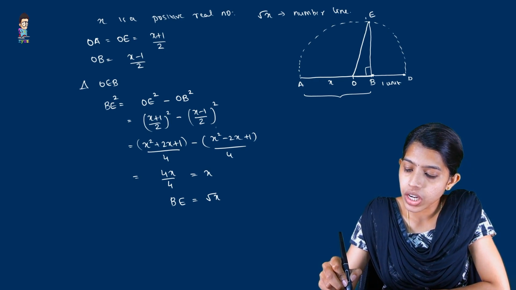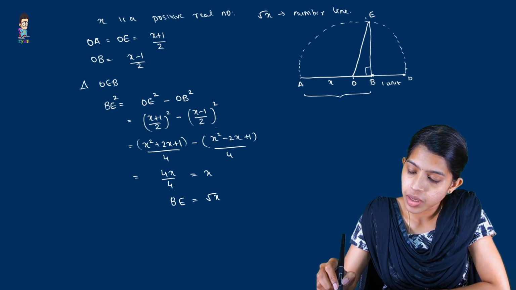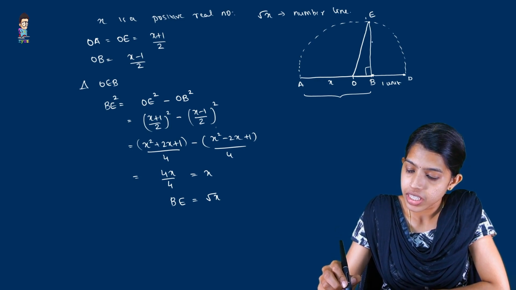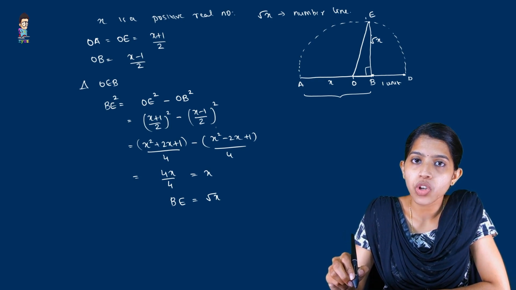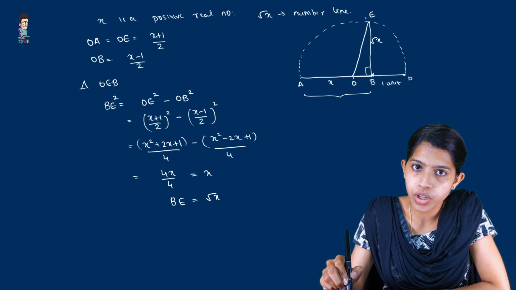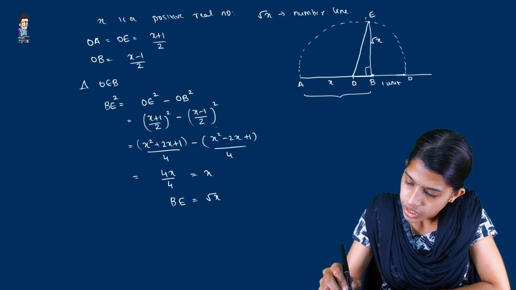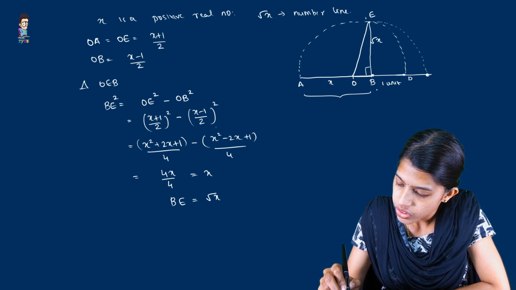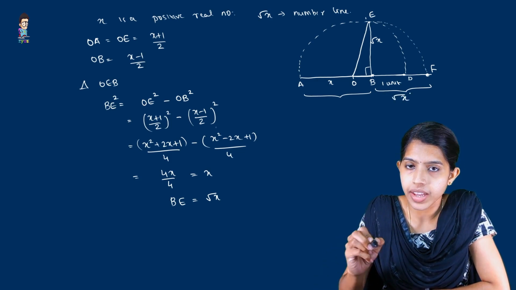That is, the perpendicular at the point B intersects the semicircle at the point E. The length of the line segment BE is root x. So, we can locate root x on the number line by measuring the distance on the compass and drawing a circle with center B and radius BE. So, this will intersect the line segment here. So, the distance BF will be the length root x.